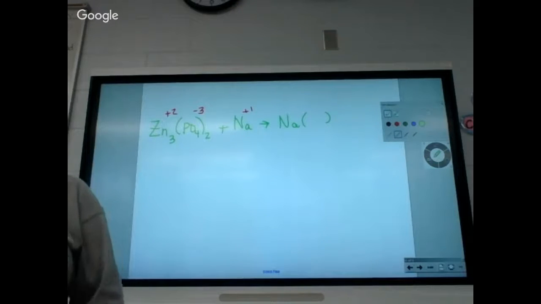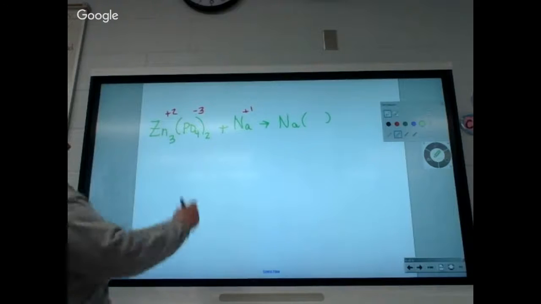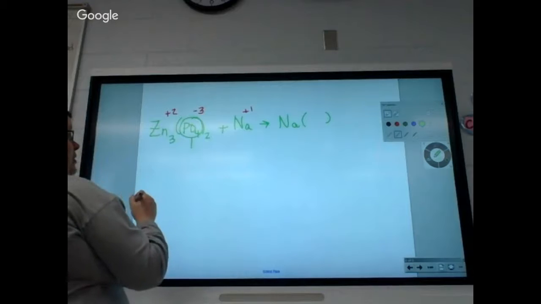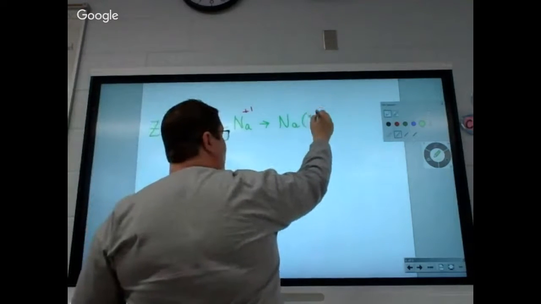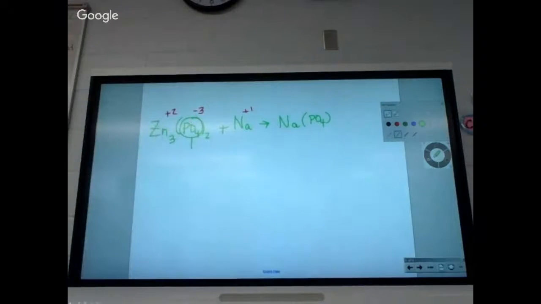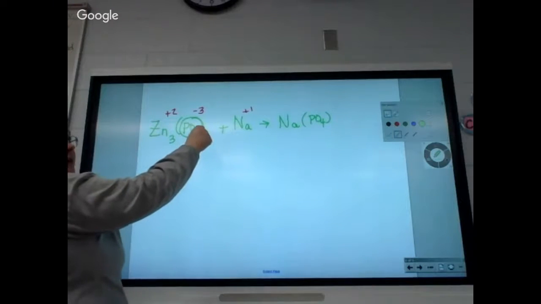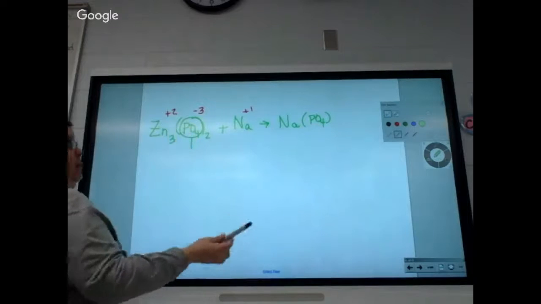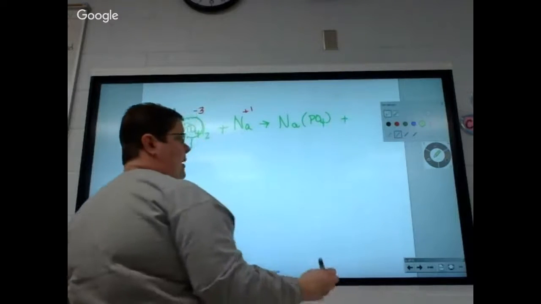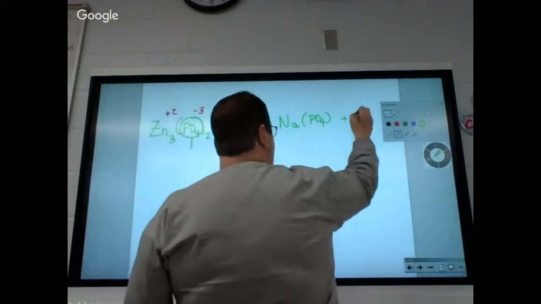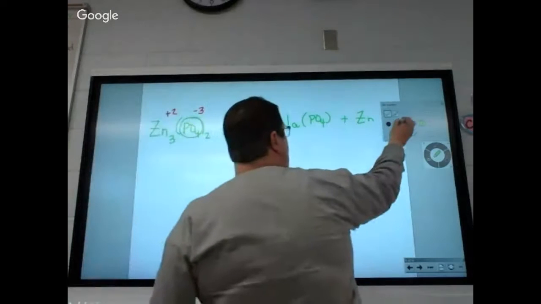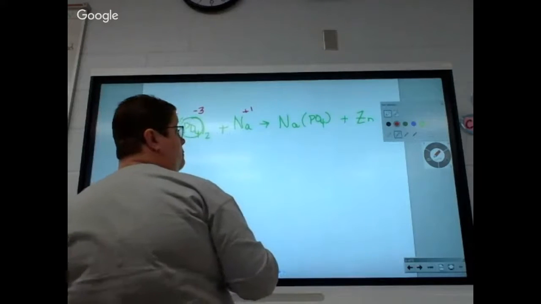Now, 4 is part of phosphate, right? It's part of the polyatomic ion. Everything that's in here, you cannot touch. So, that 4 gets to go across the arrow. Okay? Now, this 2 here came from the oxidation number, right? It doesn't get to go across. So, leave it alone. But that 4 gets to go. Plus, who's over here by himself? Zinc. Okay? Now, from there, we need what on the Na and the PO4? What do we do here?